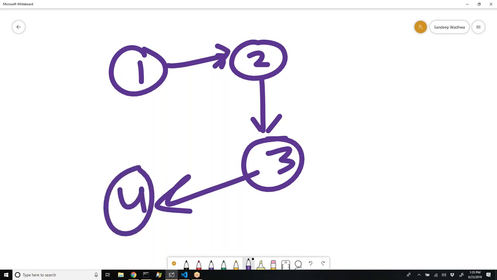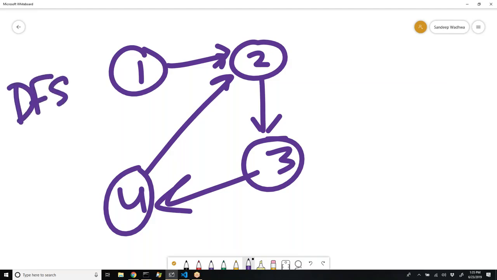So if a directed graph has a cycle, that is what we want to tell. Can we do it the BFS way? Or sorry, the DFS way, the depth first way. Given a graph, does it have a cycle or not? It's a directed graph. Can you use depth first search to tell whether a cycle is there or not?